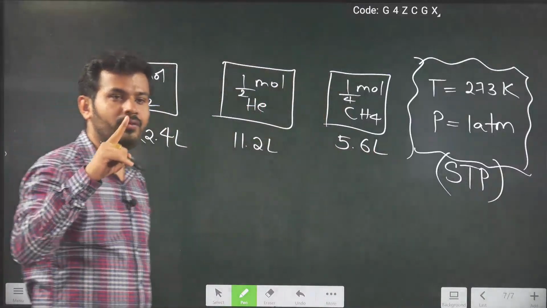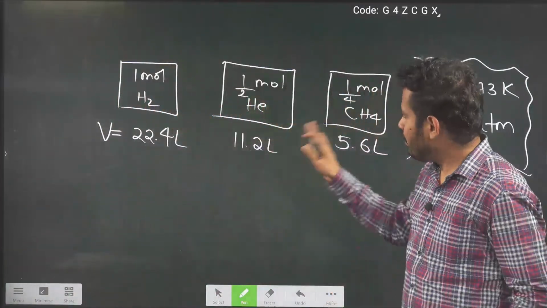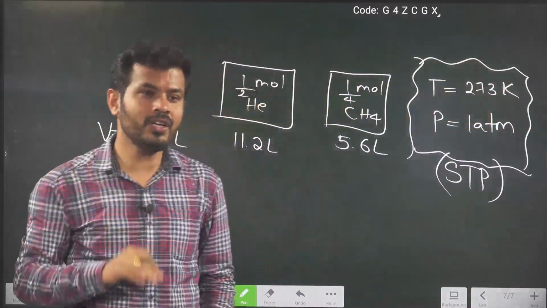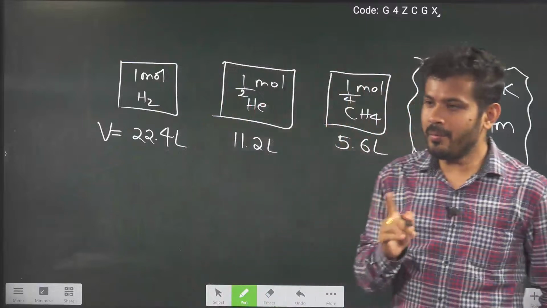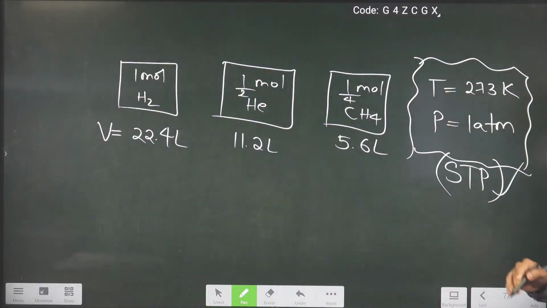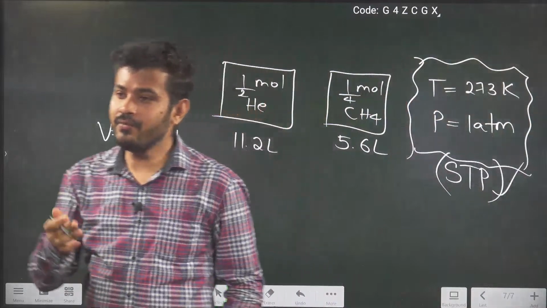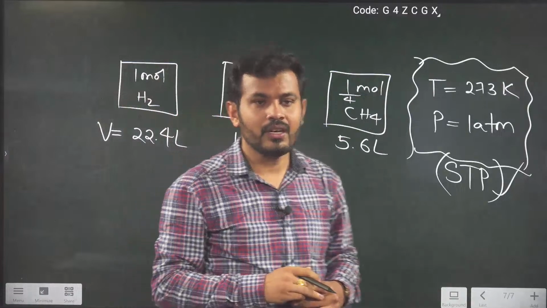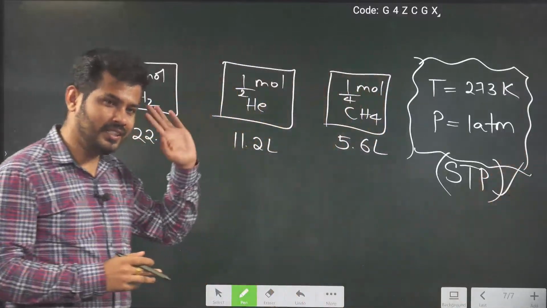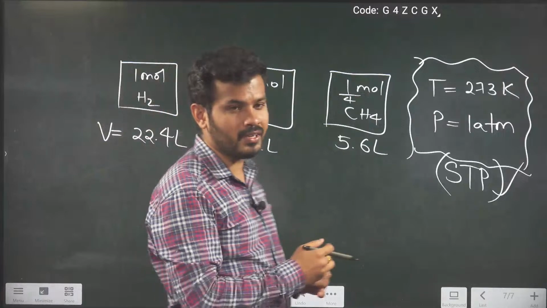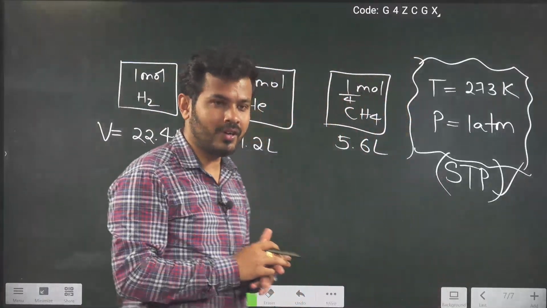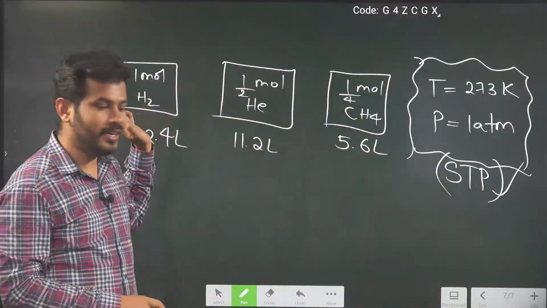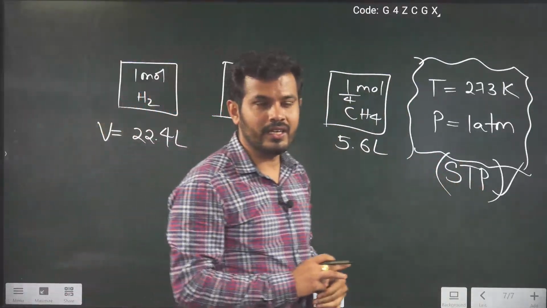So 1 mole will be 22.4 liter. Accordingly, you can calculate for half mole, 1/4 mole, or any amount of moles. Whatever the amount is given, for that you can calculate the volume. But it should be mentioned that the condition is STP. If the temperature and pressure change, then we cannot guess how much is the volume of the gas. That we will discuss in the upcoming classes, from the ideal gas equation. But for the time being, if STP condition is given, then volume will be 22.4 liter for 1 mole. Is that clear?